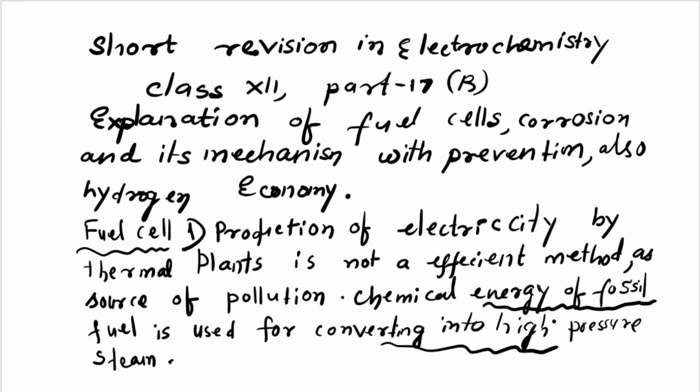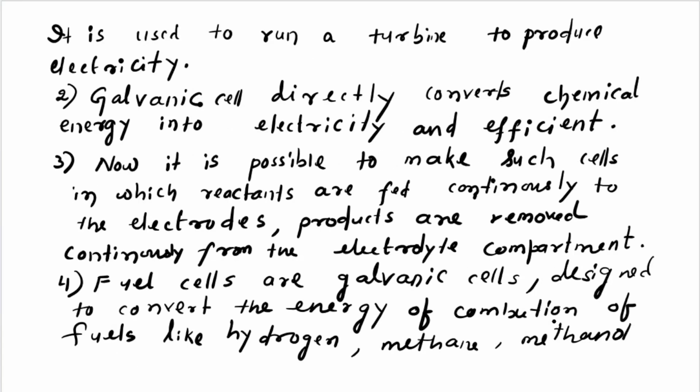Are you clear? Production of electricity by thermal plants is not an efficient method. It is a main important source of pollution. The chemical energy coming from fossil fuel is used for converting water into high pressure steam. Then what is the use of high pressure steam? It is used to run a turbine to produce electricity.